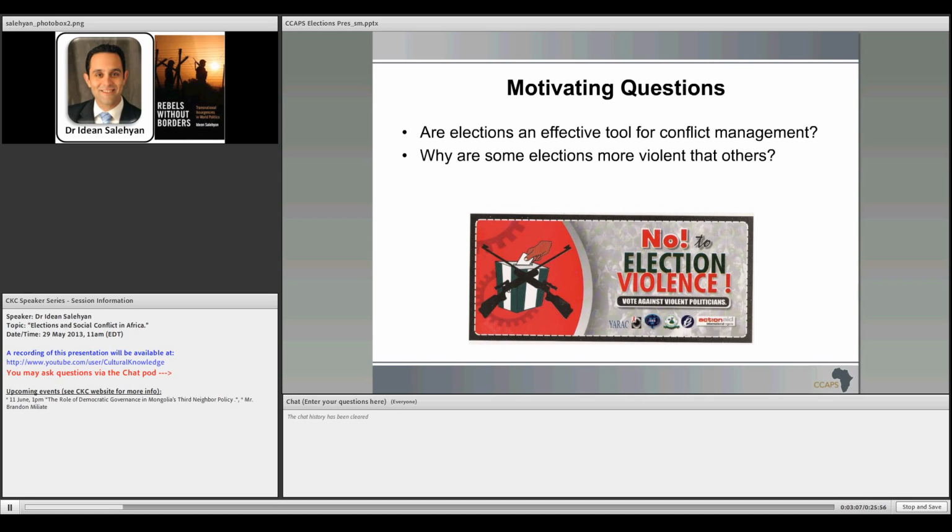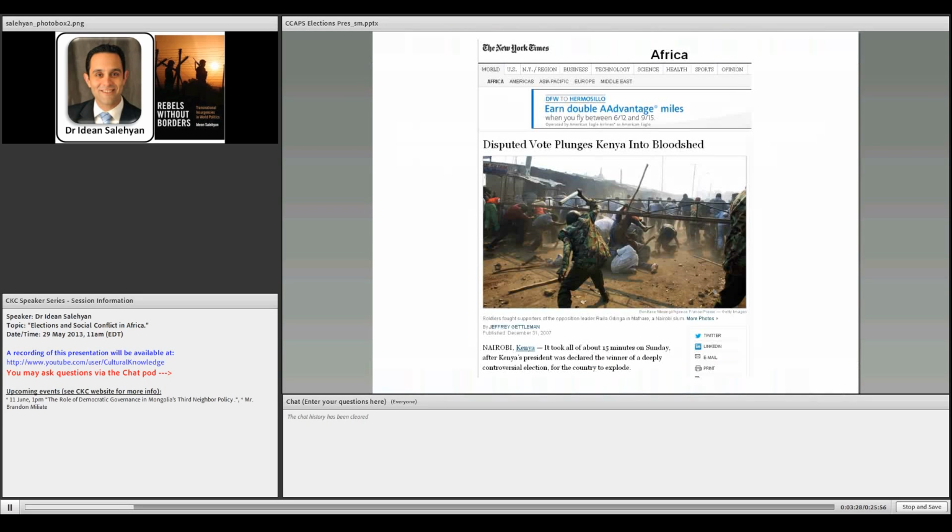So we know that democracy can be an important tool for conflict management, but we also know, especially in the African context, but not just in Africa, that elections are often very hotly contested and provide incentives for fraud, abuse, and violence. So we'd like to know why some elections are more violent than others.